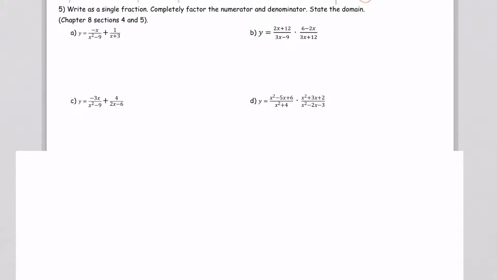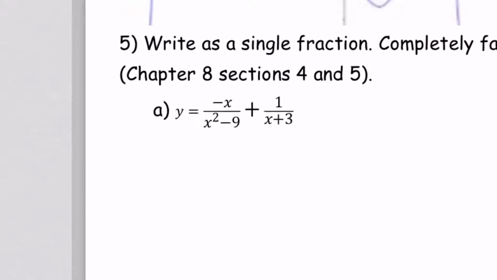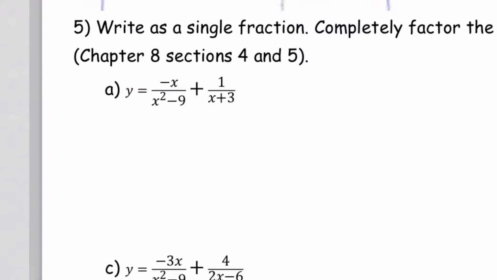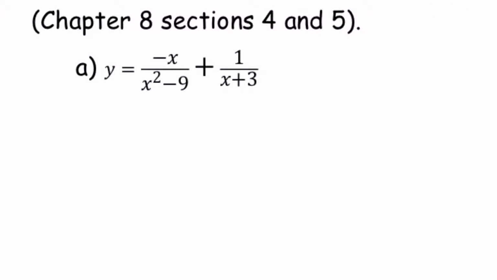Let's go ahead and finish up these problems. 5. Write as a single fraction, completely factor the numerator and denominator, and state the domain. So, let's see what we can do. Let's look at A. We want to write this as a single fraction, which means we need a common denominator.